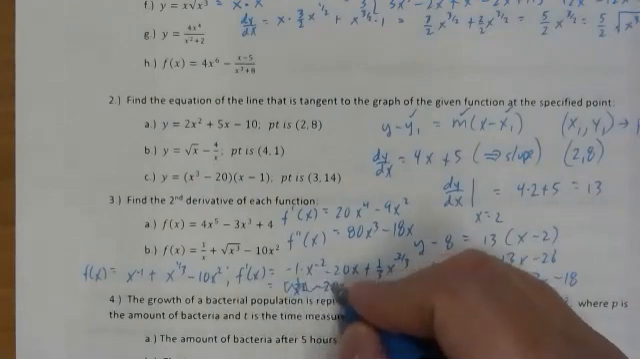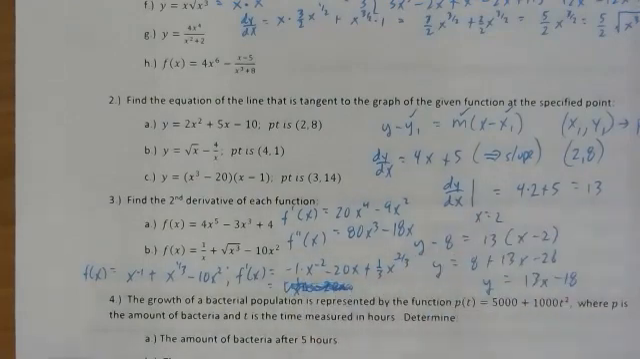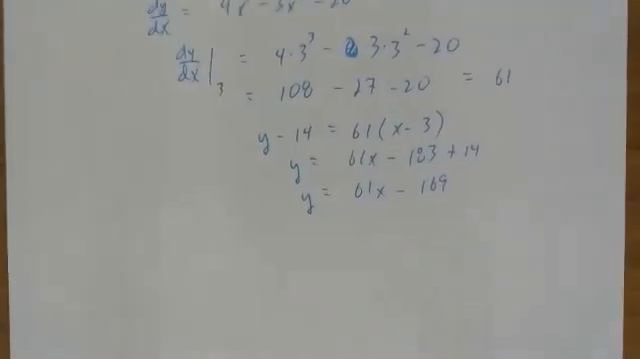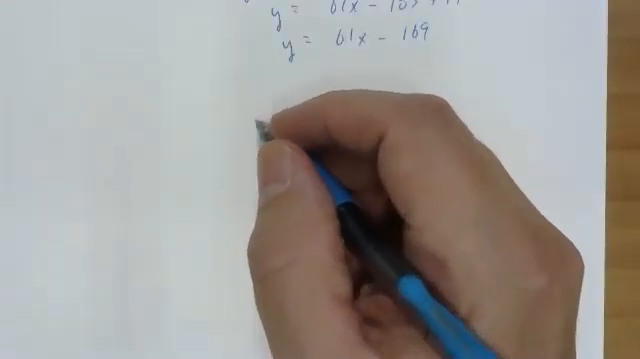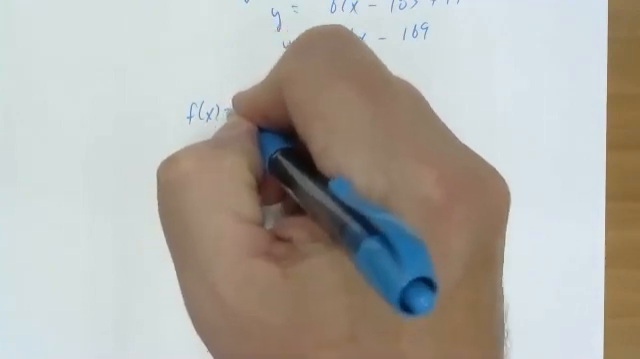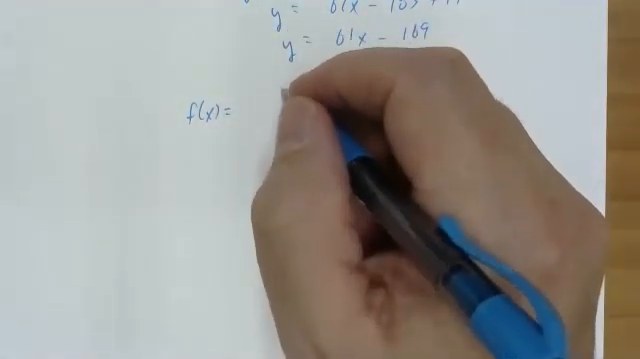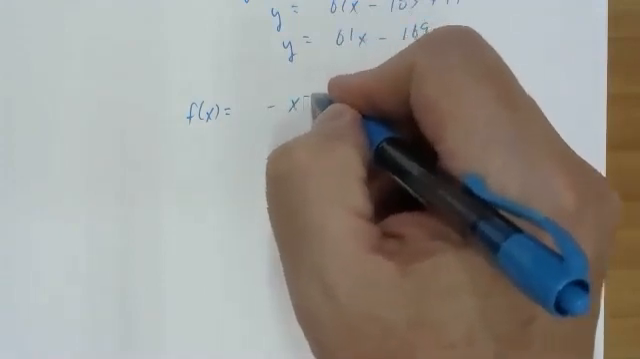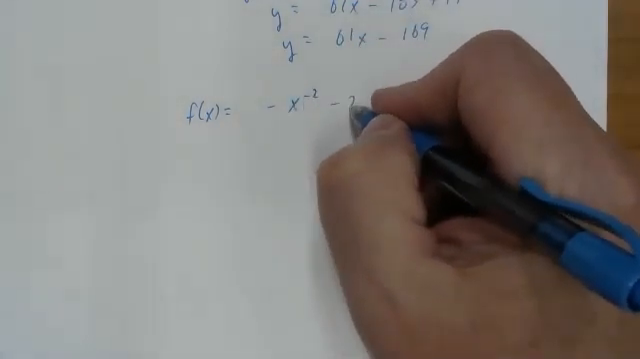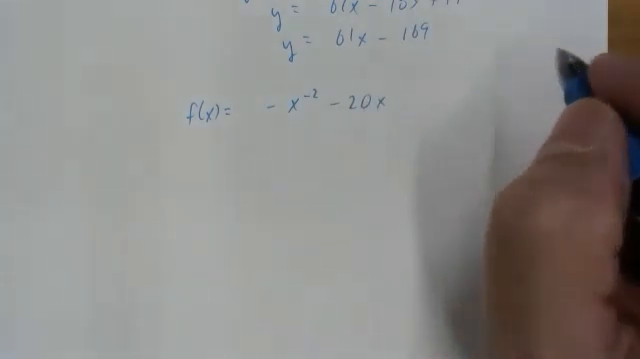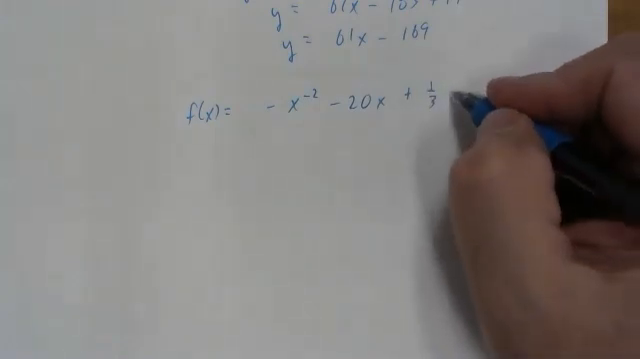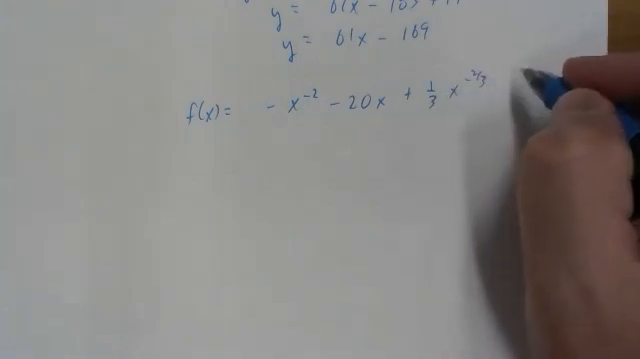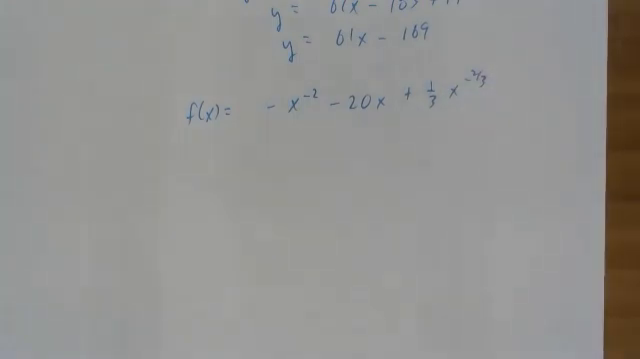Actually, you know what? I shouldn't do this because I need to take the second derivative. So let me jump to a sheet of paper. Watch it run out of room. So here was the first derivative, hopefully, if I didn't make any mistakes. Negative x to the negative 2 minus 20x plus 1/3 x to the negative 2/3. Whoops, that's the first derivative.